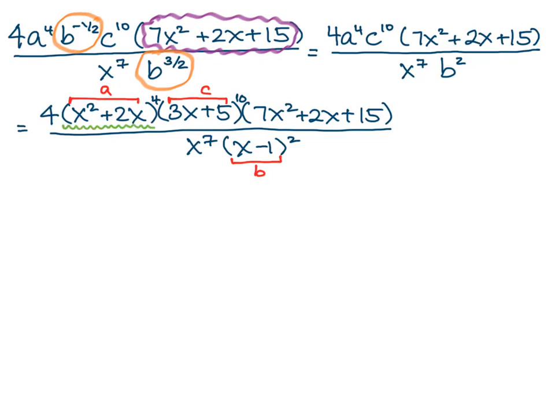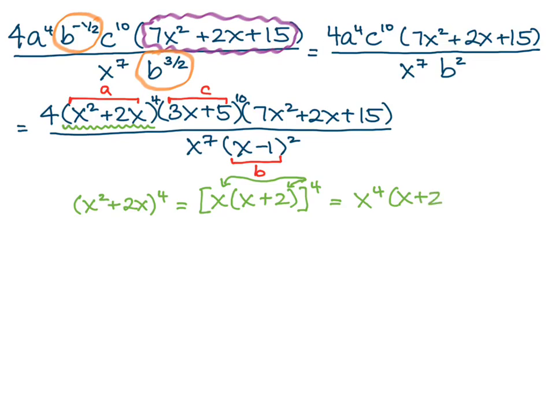If you look right there at a, I have x squared plus 2x to the 4th. Well, I can take an x out of that. But the tricky thing here is everything is to the 4th. So when I take that x out, both of these things will be raised to the 4th power. So this will be x to the 4th and x plus 2 to the 4th. And if you'll see, I'm going to be able to reduce something now.